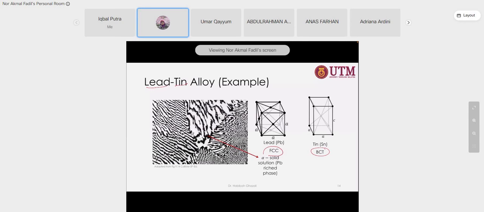So in this region, for the lead tin alloy, the alpha phase contains plumbum rich, meaning that the major element is plumbum. Oh sorry, there are two, forget about the early explanation.